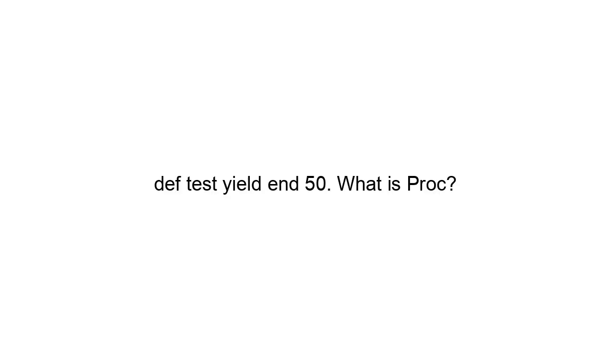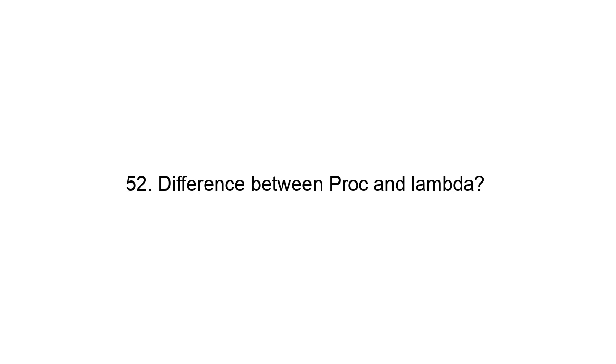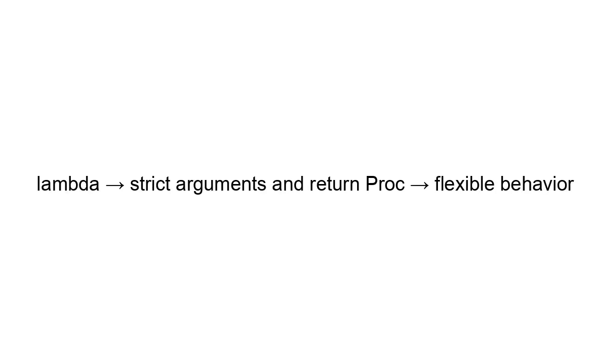Example: def test; yield; end. 50. What is proc? Stored block object. 51. What is lambda? Special proc with strict argument handling. 52. Difference between proc and lambda. Lambda means strict arguments and return; proc means flexible behavior.